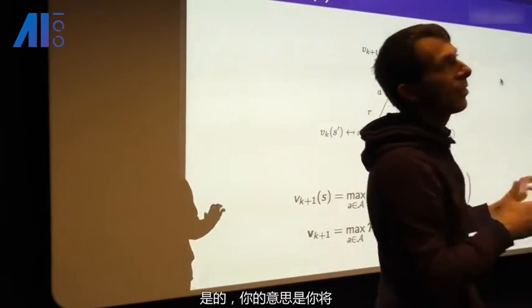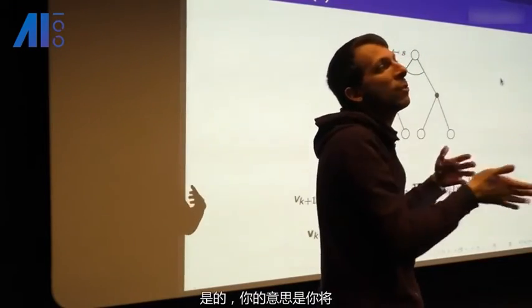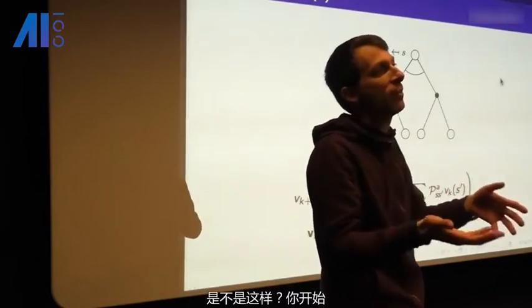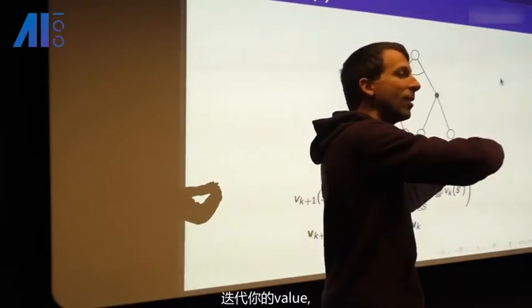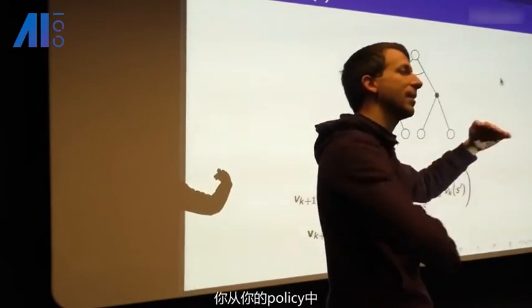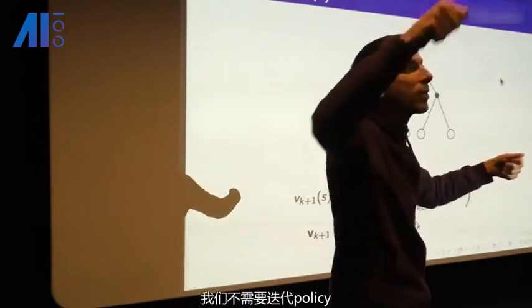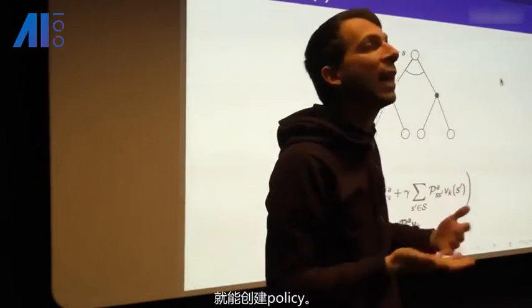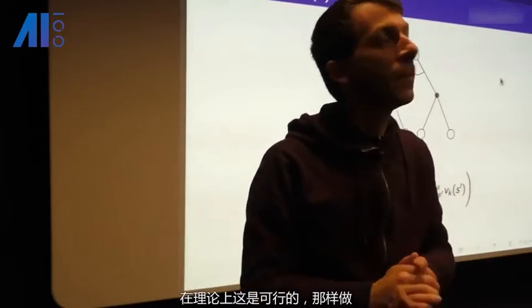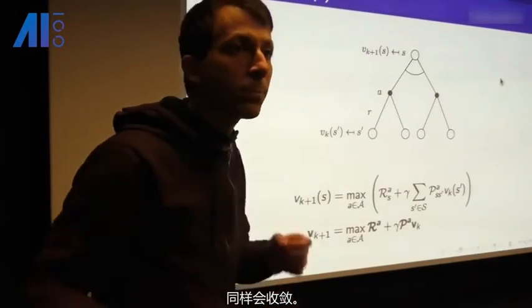Well, yeah. So it's like you would be mixing value iteration with policy iteration if you did that. You would stop doing your value iteration and then start doing policy iteration, where you basically take the value function you got and start to build policies in the way that we did in policy iteration. So you can mix the algorithms. In principle you could do that, and that would also converge.